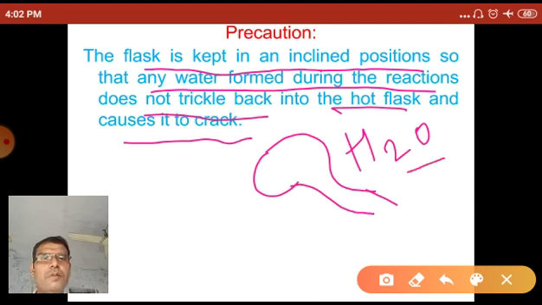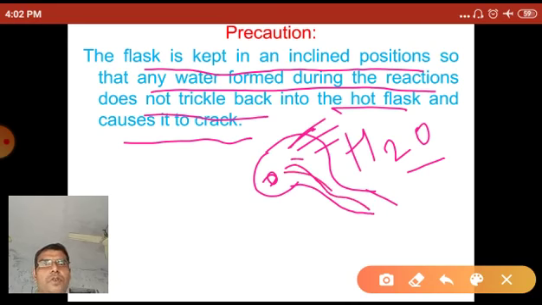And if water remains in this flask, then the water can crack the flask due to the heating. So the flask should be kept in an inclined position. That's why the water is automatically removed from the flask and does not remain in it.